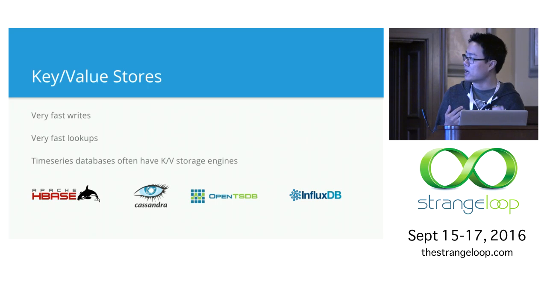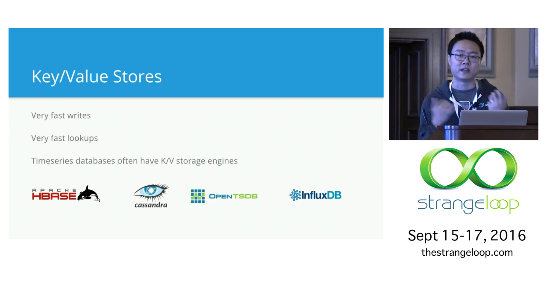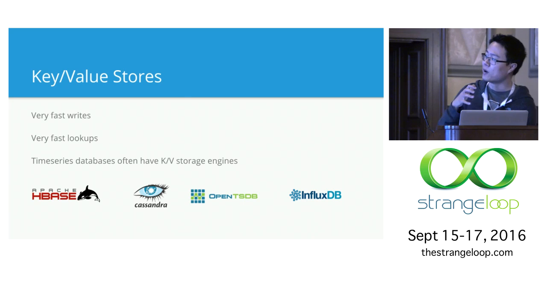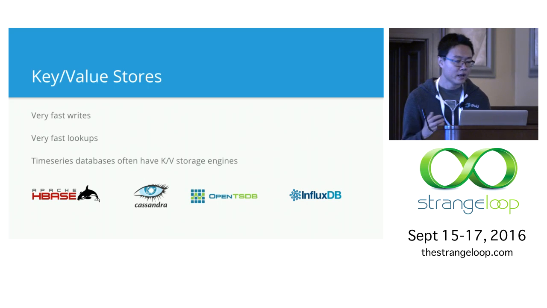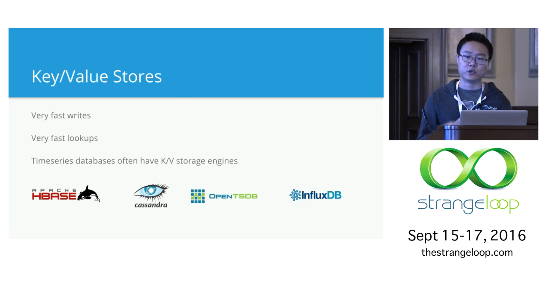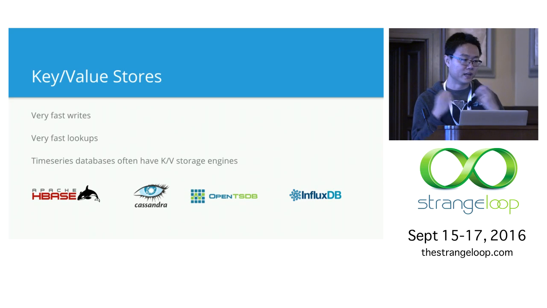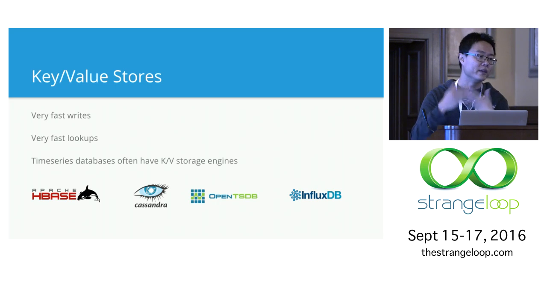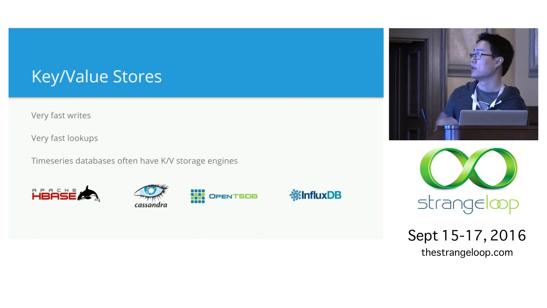So HBase, Cassandra, there's various time series databases like OpenTSDB and InfluxDB that are kind of based upon this model. And what's nice about key value stores is you do get very fast write performance, and you do get very fast lookups. Because you have a key value storage model, you can get results back from your queries very, very quickly.